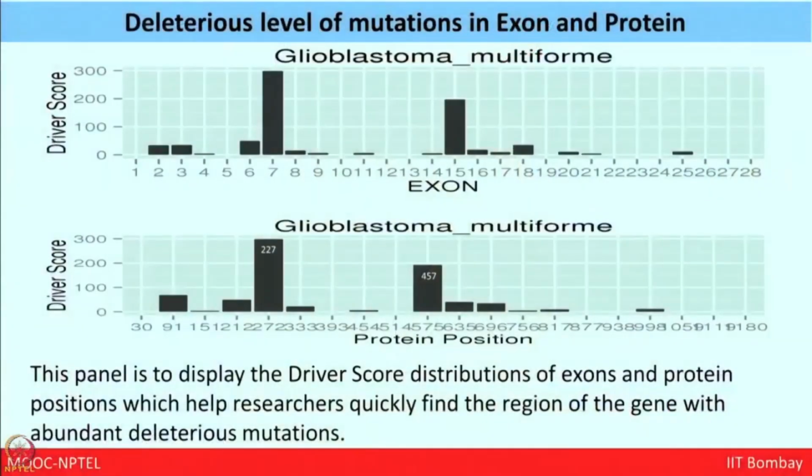So far, genomics has given a lot of information about glioblastoma, but if we take into account the correlation between exon and protein, we will find that the driver score related to protein and exon is also giving some new information. This panel displays the driver score distribution of exon and protein position, which helps researchers quickly find the region of the gene with abundant deleterious mutations.